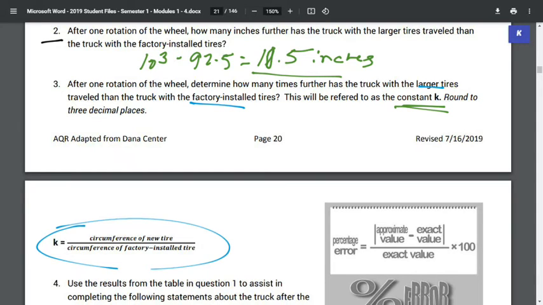So if you see this little equation down there, it says that K is the circumference of the new tire over the factory installed tire. So we're going to take this 103 and divide that by our 92.5. When we plug that into our calculator, that is going to give us what our new constant is going to be. We're going to go to 3 decimal places, so it's going to be 1.114. So now this is going to represent our constant. So the larger tire goes this much further compared to the other one. We're going to use that for the rest of the problems on this page.